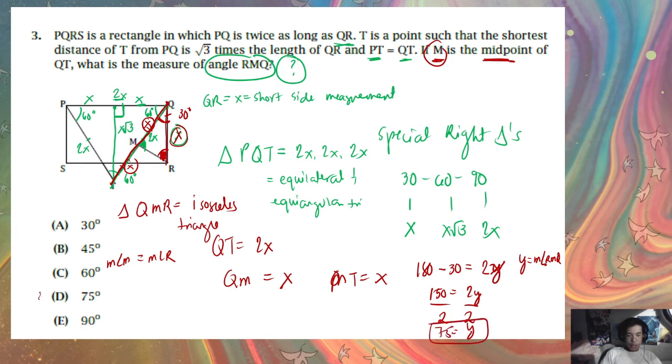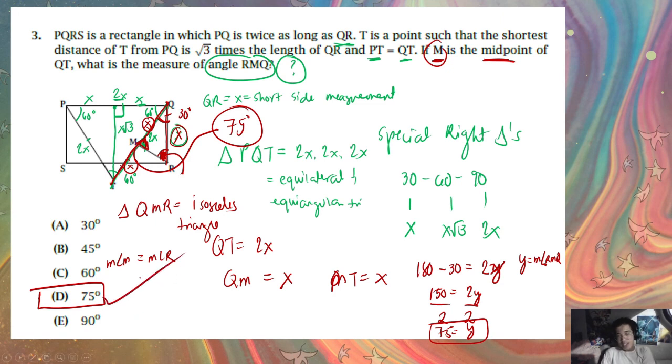Therefore, the measurement of angle RMQ, this angle here, is equal to 75 degrees, which is the same as angle R, which is 75 degrees. And that's the answer for our question number 2. See you guys next time for our next questions or next topics in the second quarter.